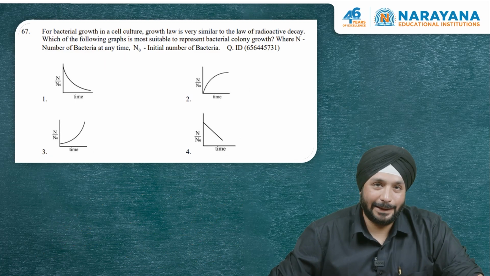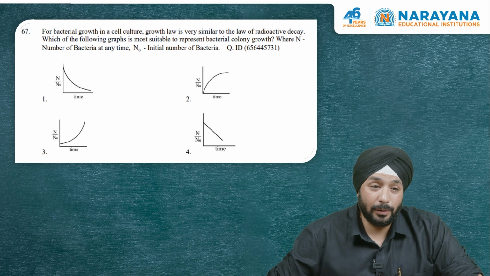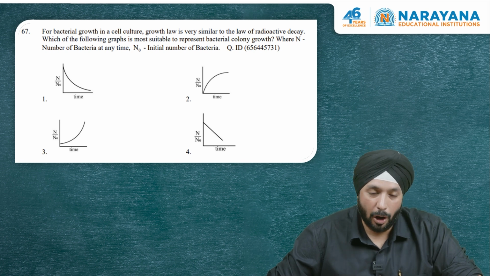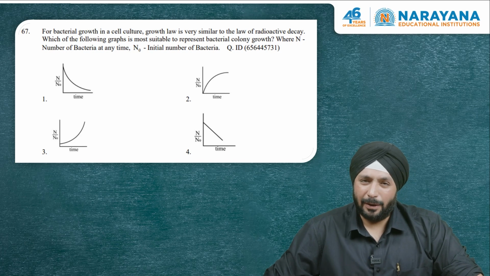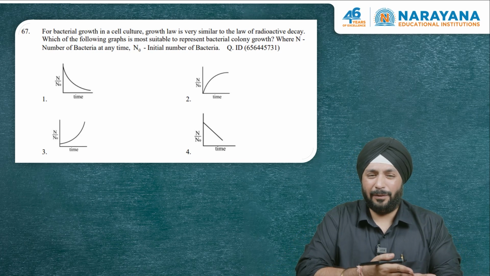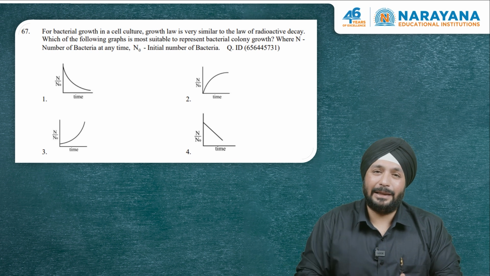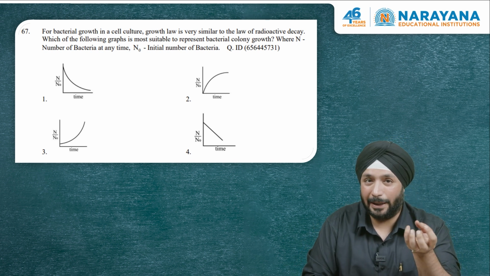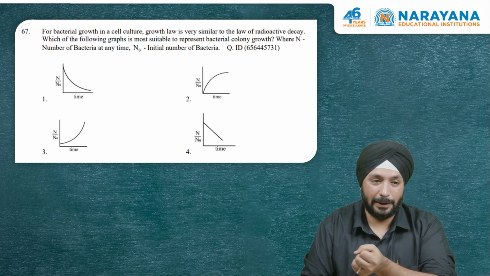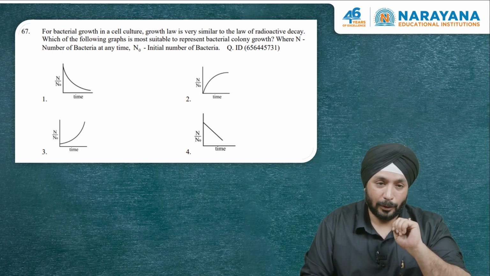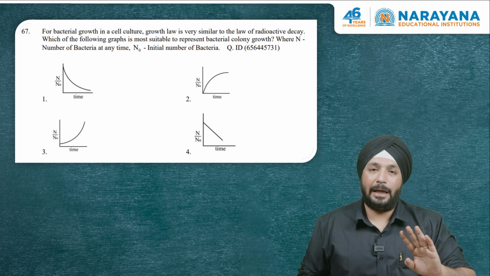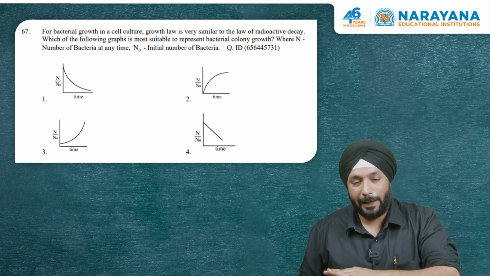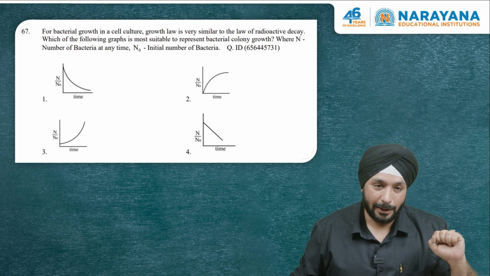Now question number 67. For bacterial growth in a cell culture, the growth law is very similar to the law of radioactive decay. That is, a first order reaction. For growth, the colony or the number of cells keeps on increasing. In radioactive decay, the number of radioactive nuclei keeps on decaying, but both are following the first order law. So this is the primary difference between decay and growth. Decay means a decrease in the number of atoms, growth means an increase in the number of atoms, right?